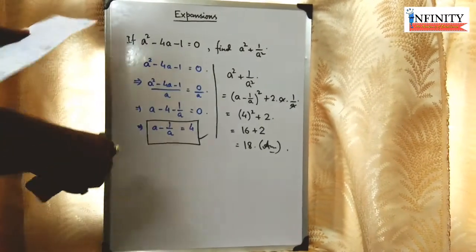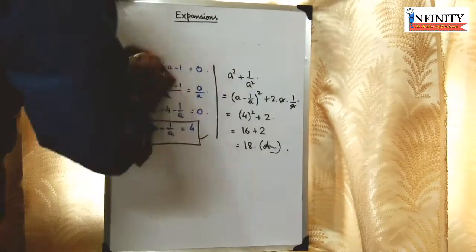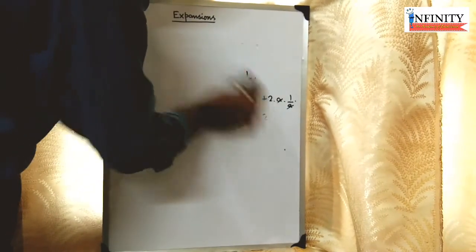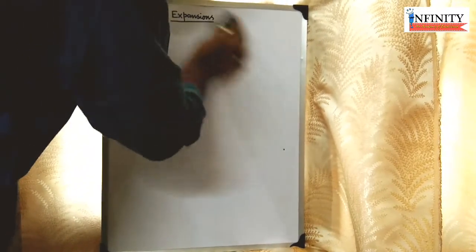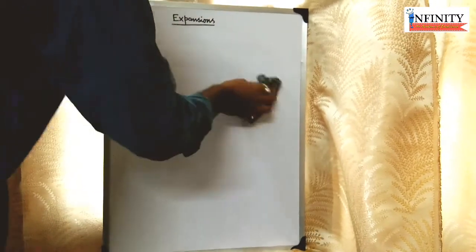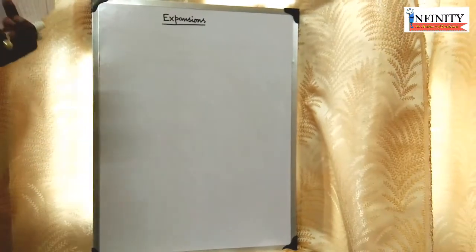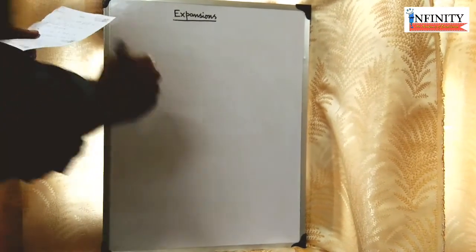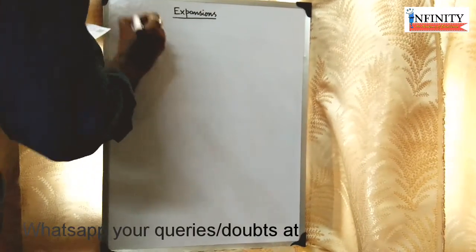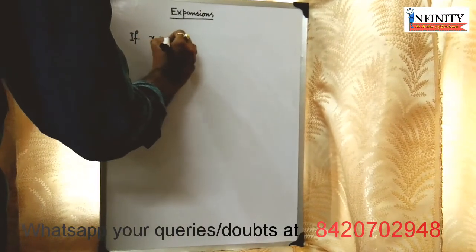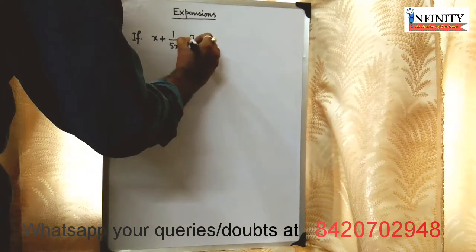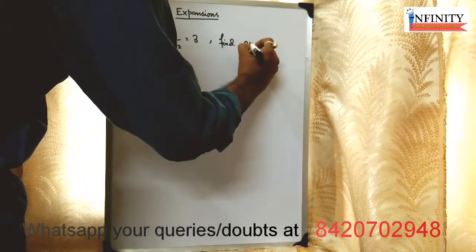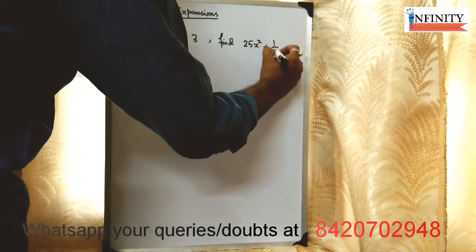Now let us take another example, another kind of problem. These problems are of different kinds, so we will discuss every type of problem in this chapter, and we will do some exercises of all kinds of problems. Next, example 3. If x plus 1 by 5x equals 3, then find the value of 25x squared plus 1 by x squared.